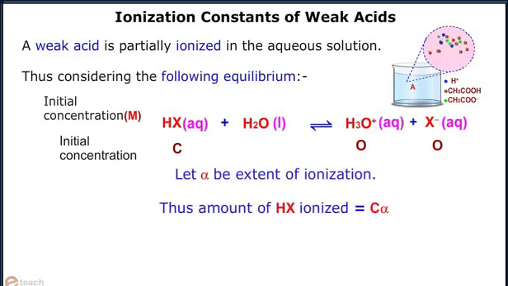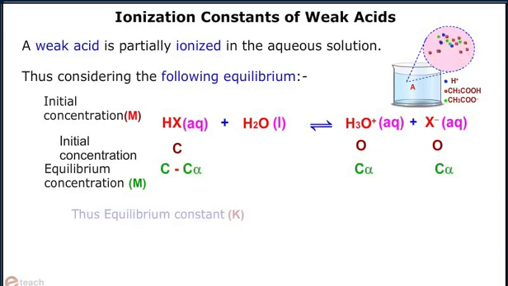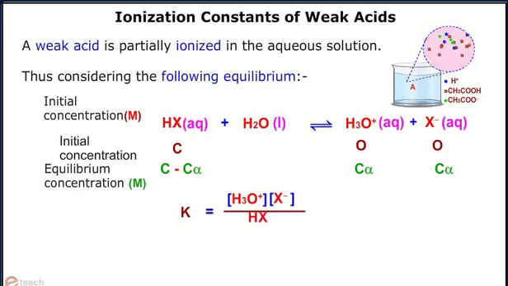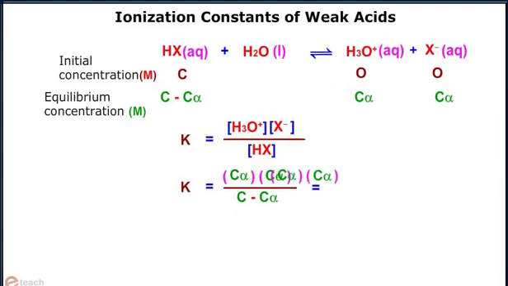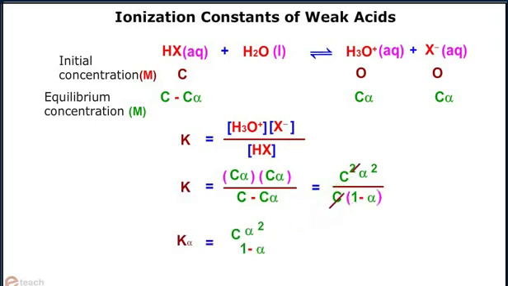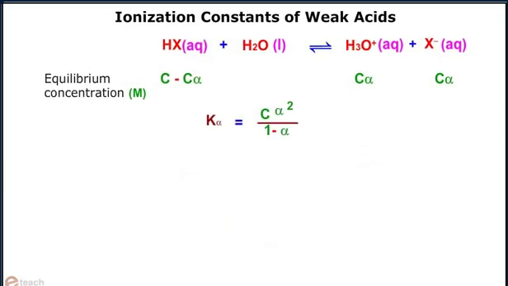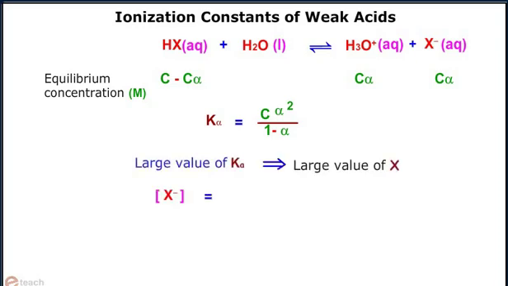The equilibrium concentration of HX is C − Cα and that of H3O+ and X− is Cα. Since we know that K equals the concentration of H3O+ multiplied by the concentration of X− upon the concentration of HX, this implies that K equals Cα² upon 1 − α. Since we know that the larger the value of K, the larger the value of α, this implies that the concentration of X− equals the concentration of H3O+ equals Cα.